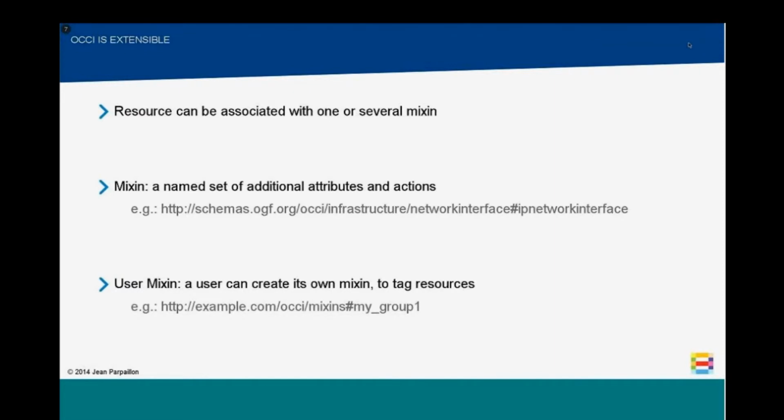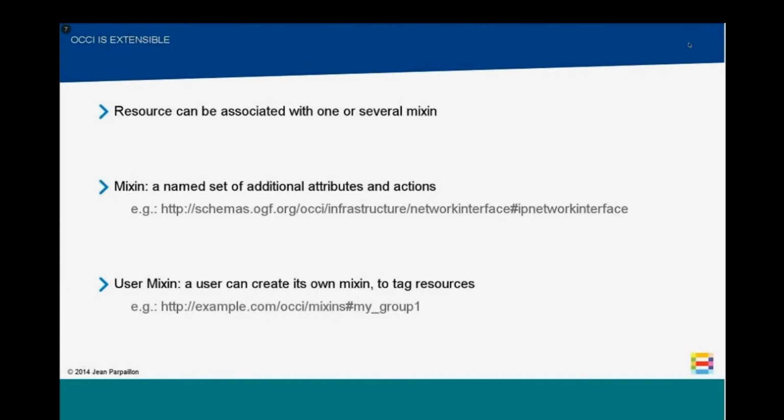But OCCI is also extensible, because a resource is an instance of a kind, but it can be associated with one or several mixins. What is a mixin? A mixin is a named set of additional attributes and actions. It's like a kind, but it cannot be instantiated directly. It is just associated with an existing resource. For instance, we can create a resource of type network interface, and we can associate with it the IP network interface mixin, which will add the IP address or gateway attributes or other attributes specific to an IP network interface.